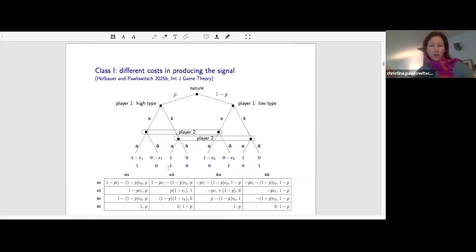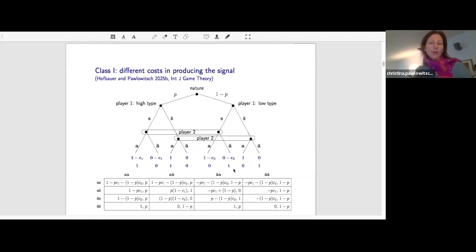And for the first player, from this 1 or 0, we subtract the signaling costs, which are C1 for the high type and C2 for the low type. So now we want to do evolutionary dynamics. So we are going to look at the replicator dynamics and best response dynamics.